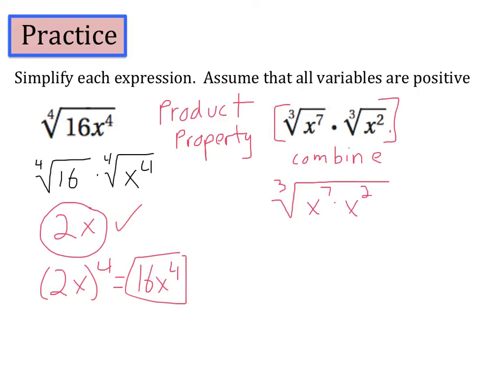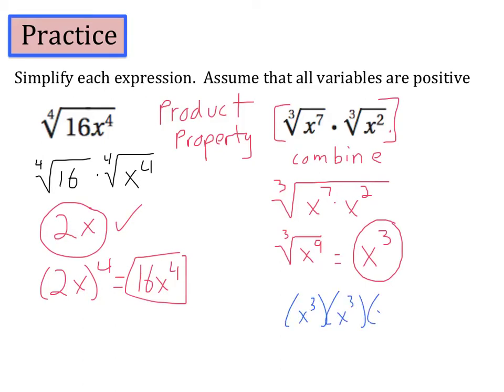Now we know from our exponent properties that if we're multiplying two bases that are the same with exponent values, we add the exponent values. So I have the cube root of x to the ninth. And the cube root of x to the ninth is just x to the third. Which makes sense because if we did x to the third times x to the third times x to the third, we would add all those exponents, so it would be 3 plus 3 plus 3, which would equal 9.